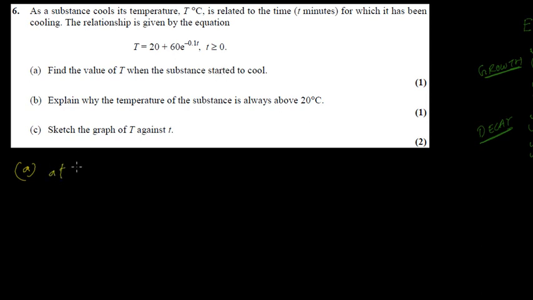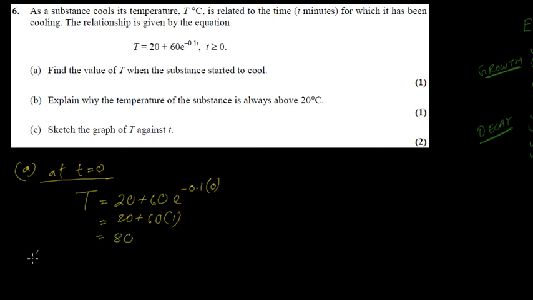So at time equals 0, the temperature capital T is 20 plus 60 e to the power minus 0.1 times 0. So e to the power 0 is 1. It will be 20 plus 60 into 1, that means 80. So the answer should be written down as 80 degrees Celsius. Remember, this is the unit. You have to write it down like this.